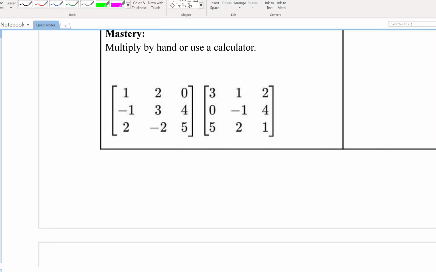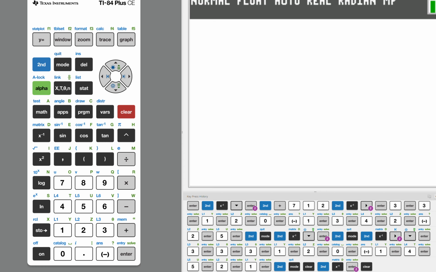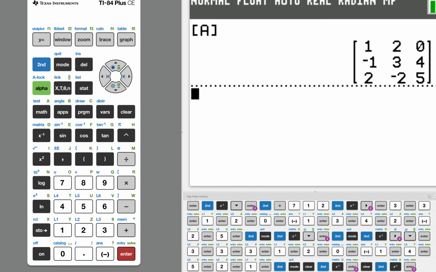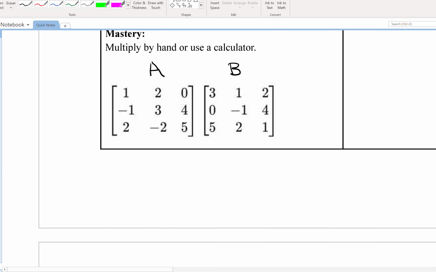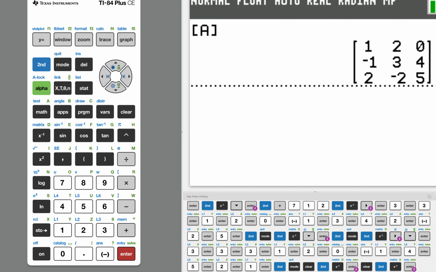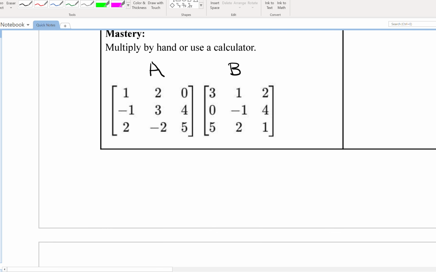Okay, I paused the video and entered that into the calculator. I entered this one in as matrix A, and I entered this one in as matrix B. If you want to check, you can do second, matrix, hit A, and then enter. It says 1, 2, 0, negative 1, 3, 4, 2, negative 2, 5.